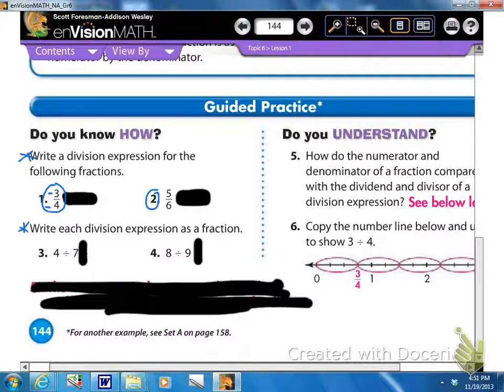So here it's 4 divided by 7. What fraction would that be? 8 divided by 9. What fraction would that be? Pause me and then check it, because this isn't your homework today. Okay, now I'm going to go ahead and give you the answers.